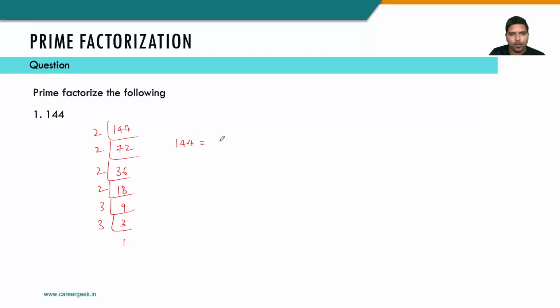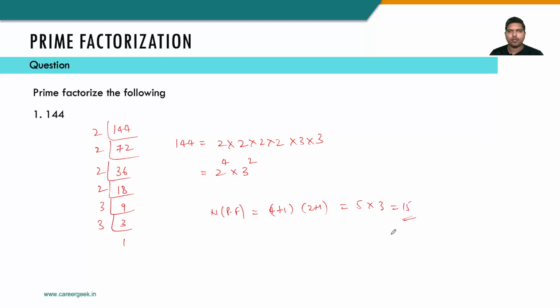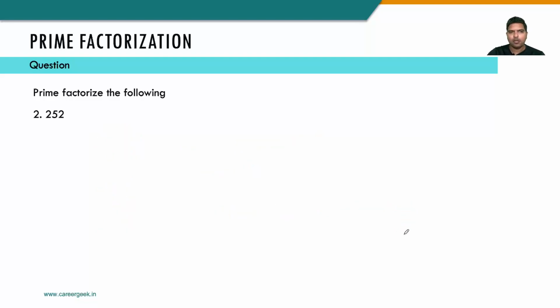So 144 is 2 multiplied 4 times and 3 multiplied twice. So 2 power 4 multiplied by 3 square. So if you want to find the number of positive factors, it's straightforward: 4 plus 1 multiplied by 2 plus 1, which is 5 times 3, 15. So we have solved this already.